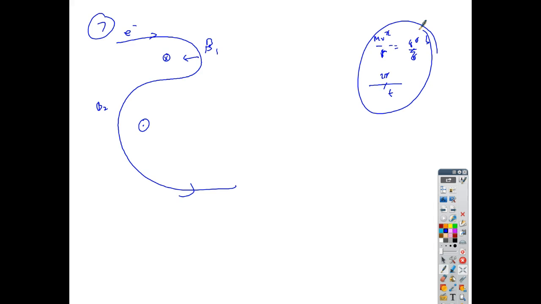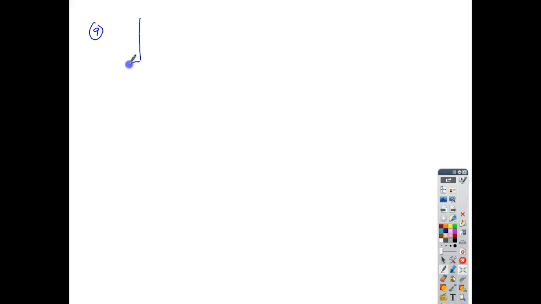Okay, try number 9. I've got a loop like this. I got current going this way, right? I've got a magnetic field. Which way is it? Into the board. So I've got current going this way, magnetic field this way. Which way is the force for this part of the wire? Oh, this is still this way. Maybe more this way.